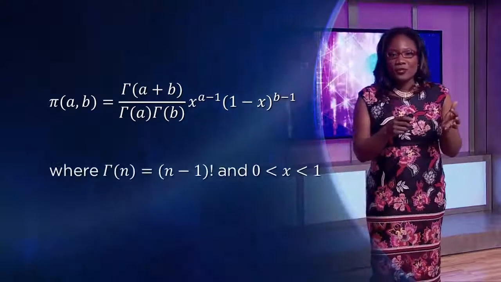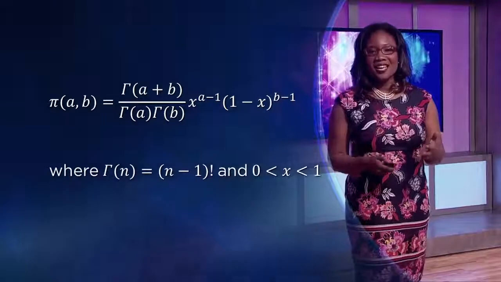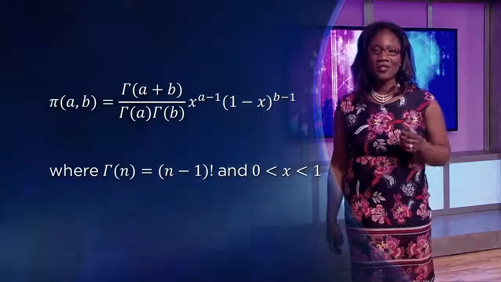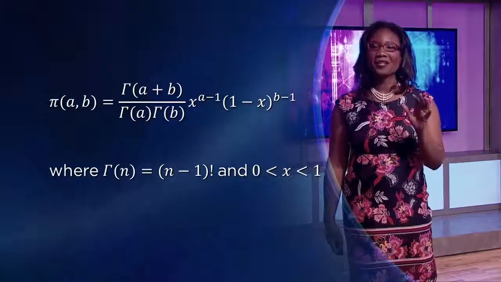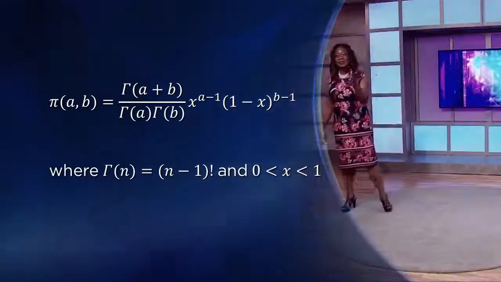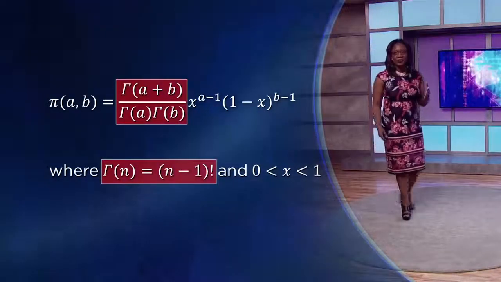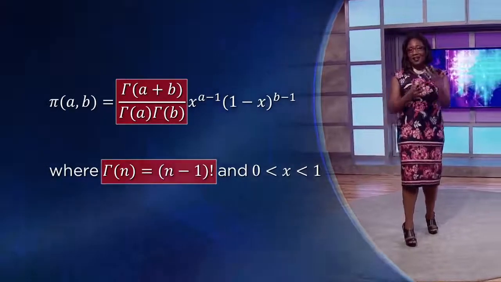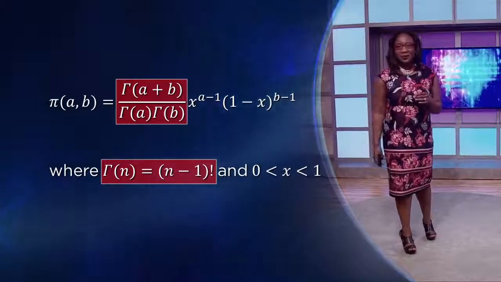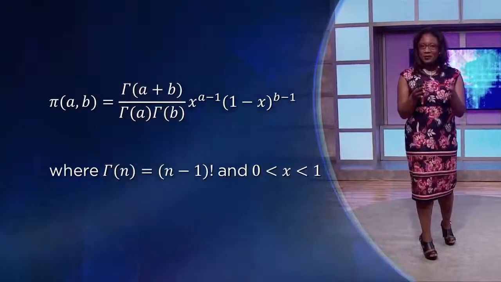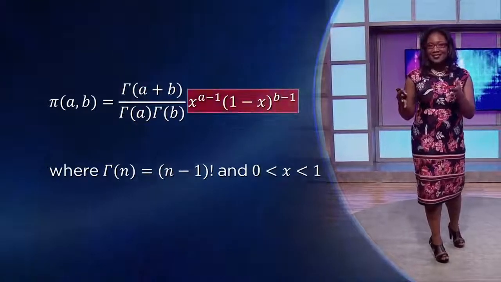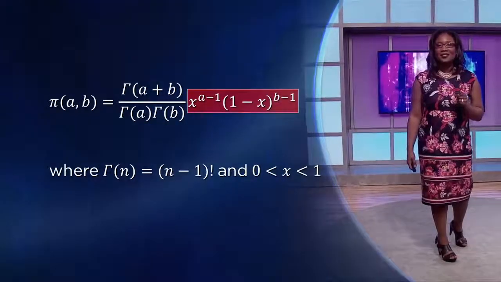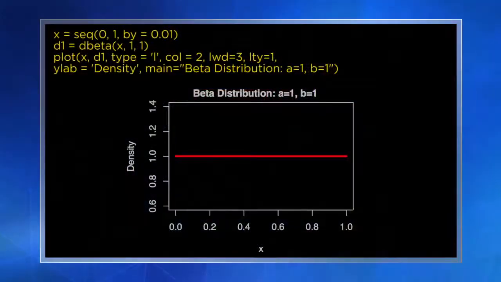The gamma function for whole numbers, or natural numbers, is just the number minus 1 factorial. And our x value ranges between 0 and 1. We'll look at some plots of those in a second. But notice one thing. The gamma ratio in the front is just a constant, so we can solve for that only if we need to integrate the function to 1. The most important part of that distribution is the x's: x to the a minus 1, 1 minus x to the b minus 1, because that tells us the shape of the curve.